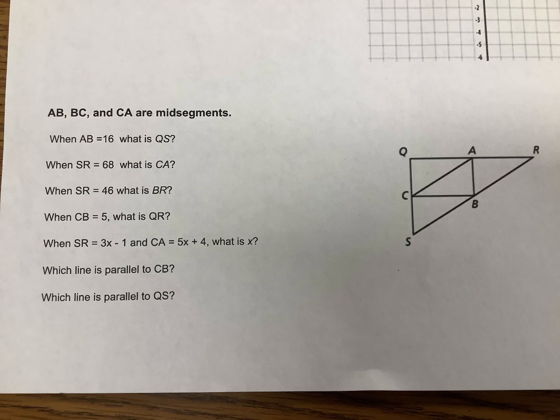Okay, now, when AB equals 16, all right, what is QS? QS must be 32. All right, now we probably need to change all these because I think they're changing things. So let's find out. When SR, the whole thing here, is 68, what is CA? CA is half of that, which is 34. And SR is 46. Okay, so they're changing the values each time. So let's erase that. Start each problem separately.